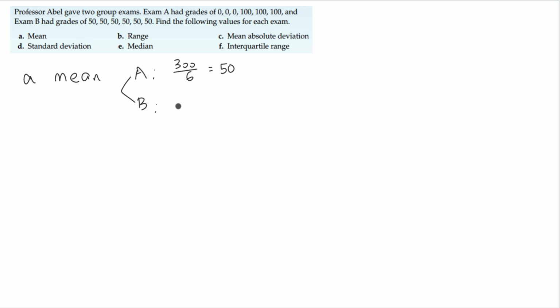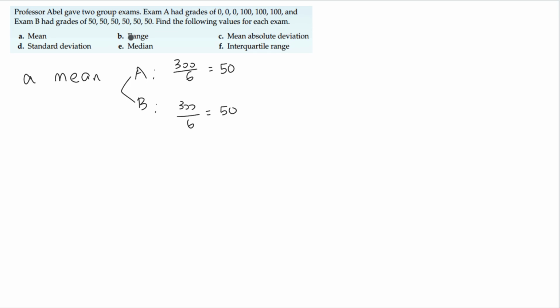For exam B, it's 50 plus 1, 2, 3, 4, 5, 6. 6 of them, so 50 times 6, which is 300 again. And you have 6 items, so mean is 50. So central tendency using mean, we know it's exactly the same. But as you can see, it doesn't look very same, right?